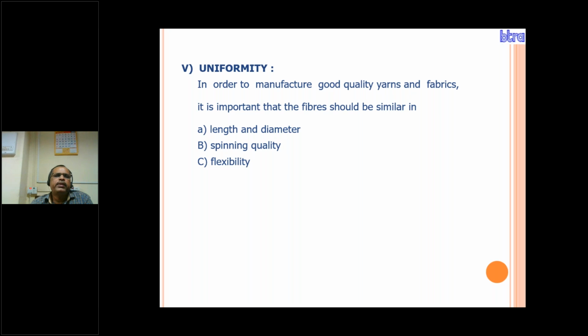Uniformity: in order to manufacture good quality yarns and fabrics, it is important that the fibers should be similar in length, diameter, spinning quality and flexibility. So length and diameter should be similar. Otherwise, if dissimilar, there will be no matching of the properties of the fibers and it will not give you a uniform yarn.